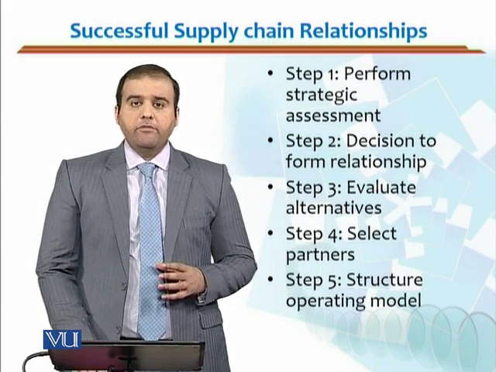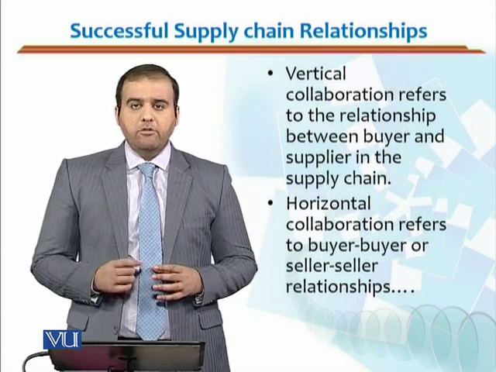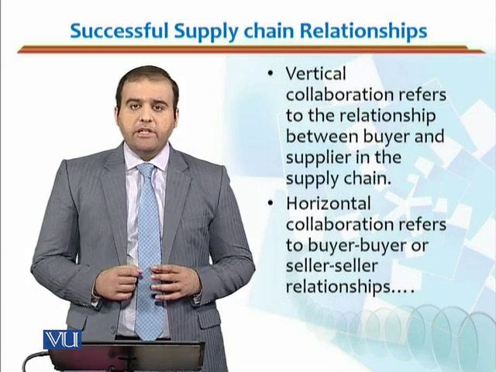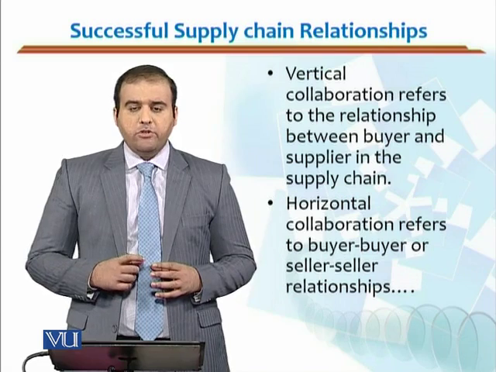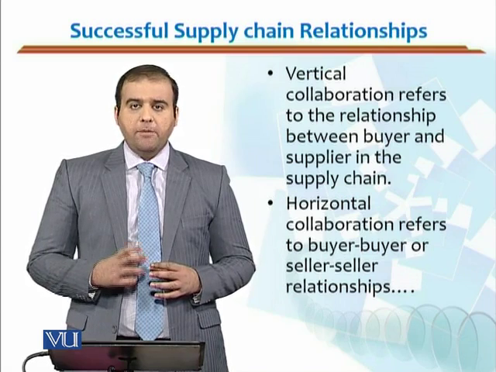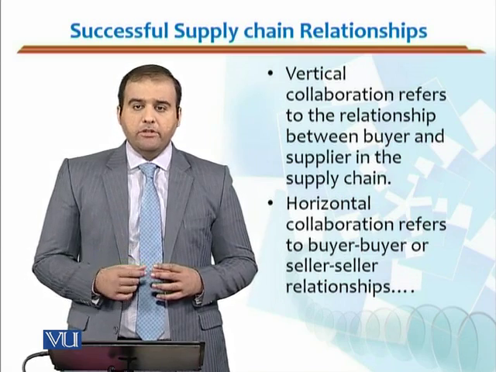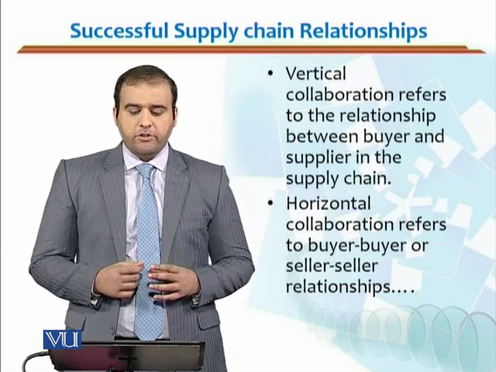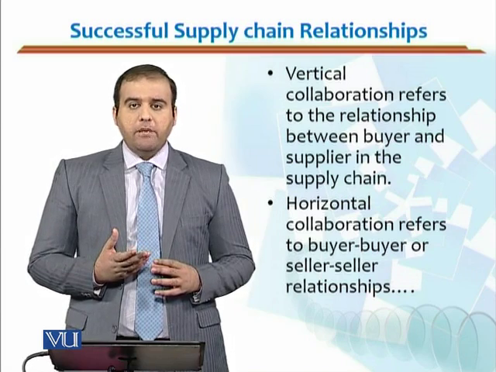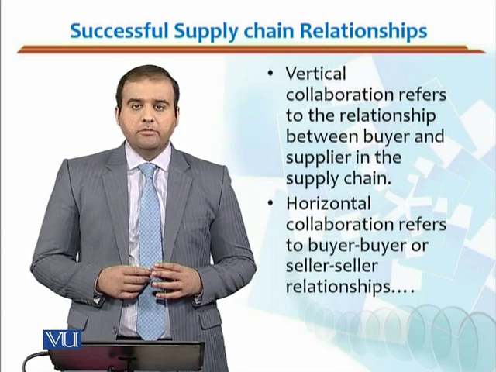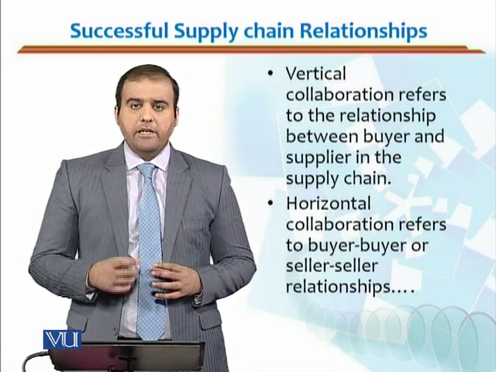So let us discuss it from the perspective of collaboration. We could have 2 types of collaborations. It could be a vertical collaboration, which refers to the relationship between buyer and supplier in the supply chain. When you say a vertical collaboration, that means the upstream player would have some relationship with the downstream player. Whereas horizontal collaboration, if you can recall, refers to the buyer-buyer or seller-seller relationship. It was a collaboration at the same level, like between manufacturer and manufacturer, or at the supplier-supplier level.